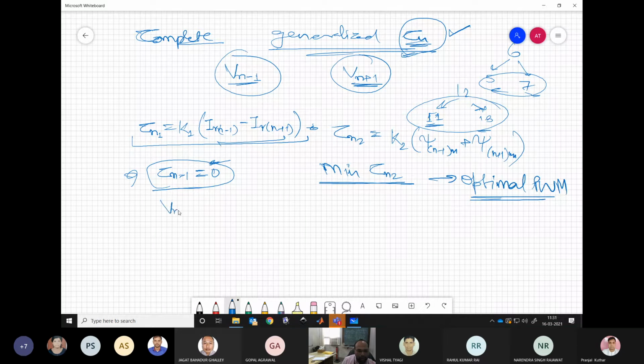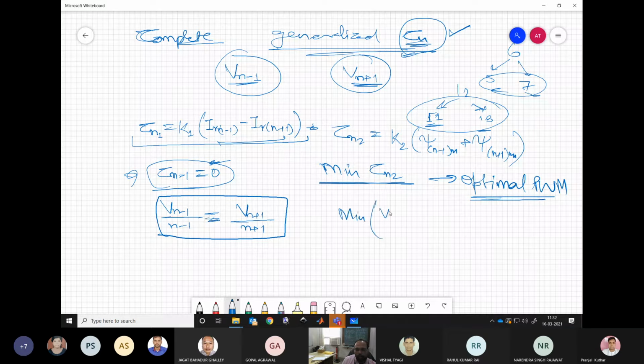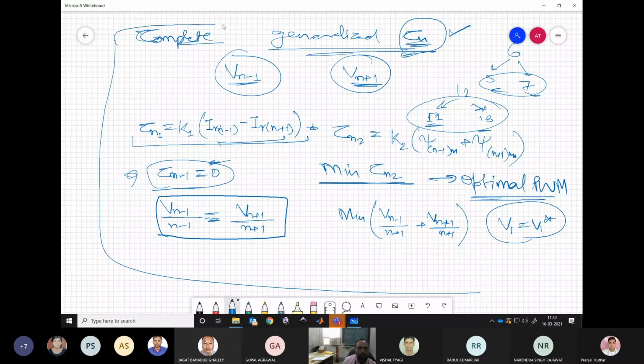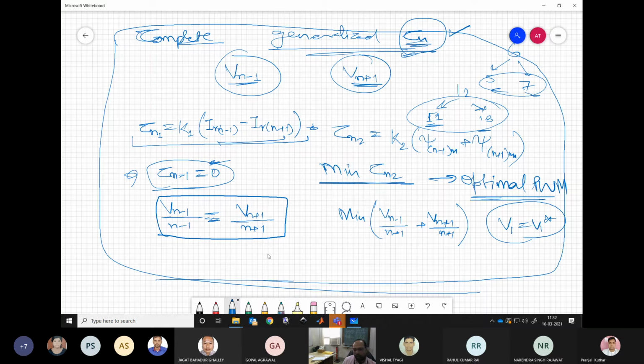So then this can be generalized as Vn minus 1 divided by n minus 1 and Vn plus 1 over n plus 1. These two you maintain equal as much as possible, and you minimize Vn minus 1 by n minus 1 plus Vn plus 1 by n plus 1, while maintaining your fundamental at the desired value. This could be a generalized and complete solution for minimization of any torque harmonic, and this can be extended for a set of torque harmonics also.